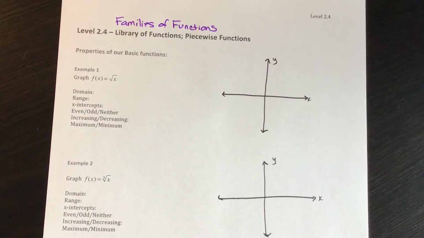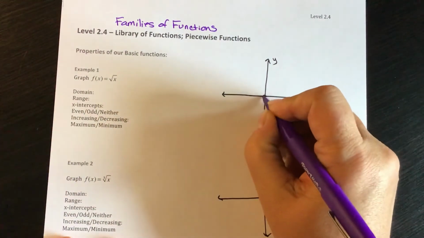Lesson 2.4 is a very important section because this is where we're going to start talking about a variety of different functions. We can call this a library of functions or families of functions, but we're going to look at different functions and learn about some characteristics of functions based on the different types of equations we have. So in example 1, it says that f of x equals the square root of x.